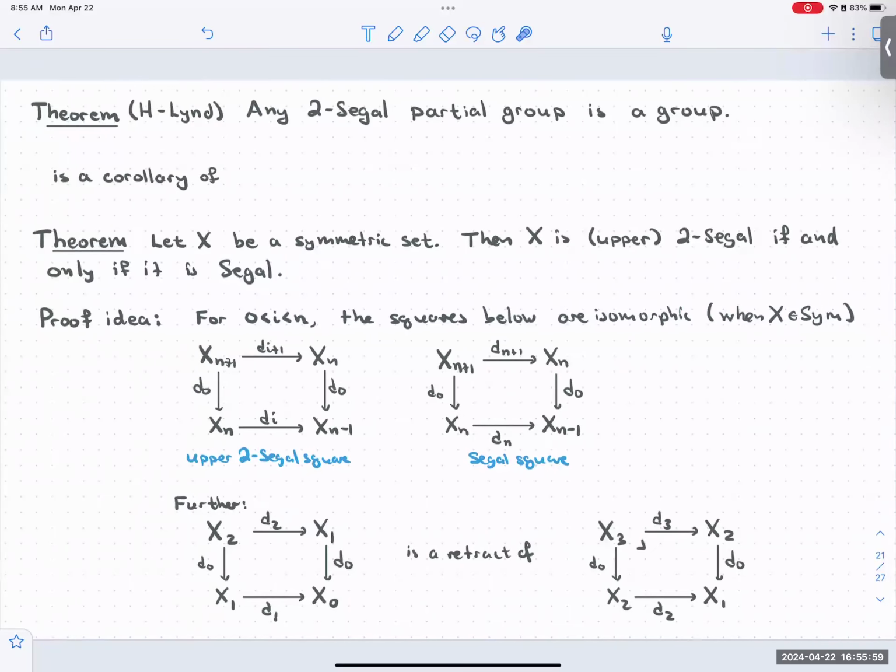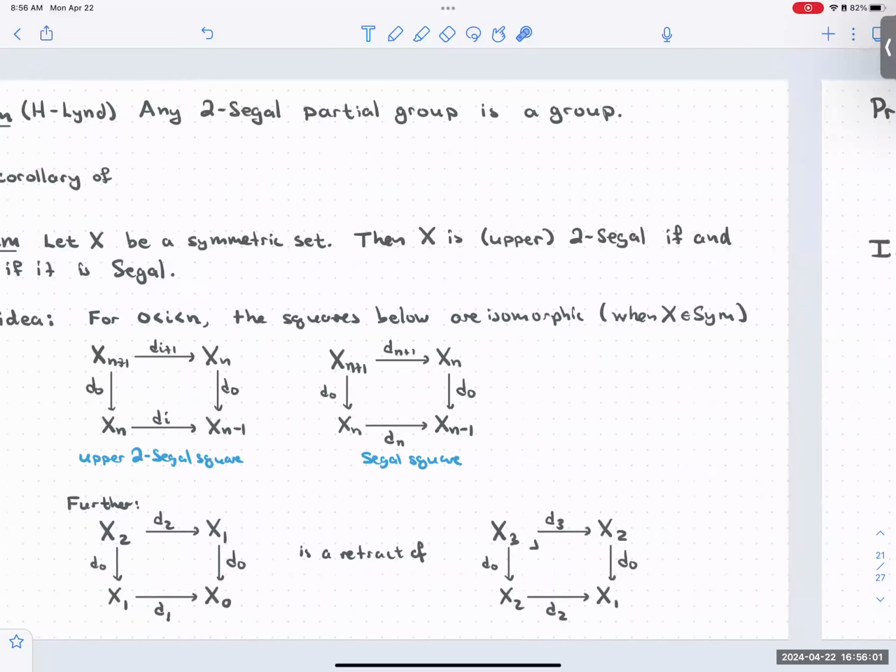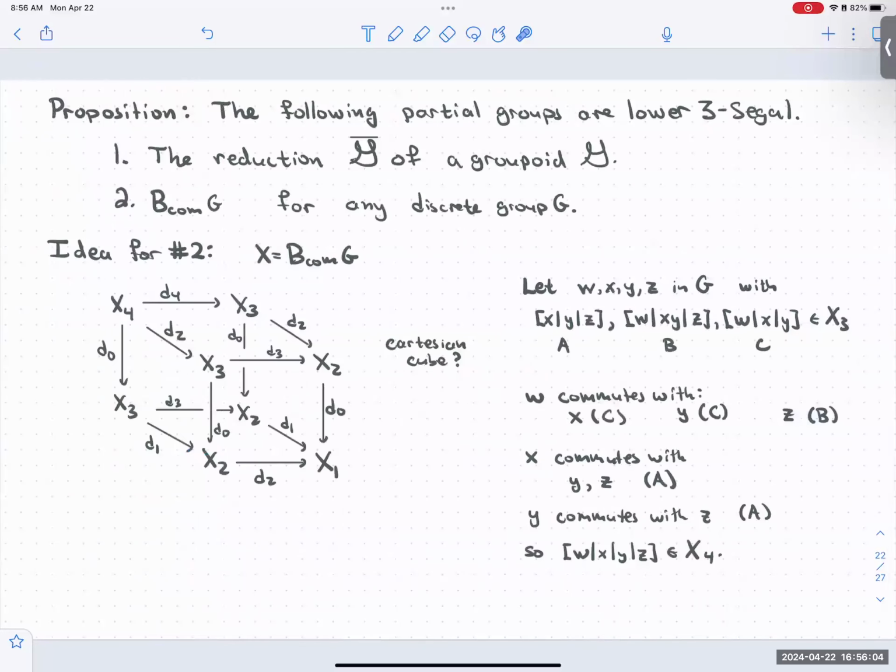And so we know partial groups are not 2-Segal, but some of them are higher Segal. So this is my last slide. It just says that here are a couple partial groups that we saw today, which are lower 3-Segal. If I take a groupoid and I reduce it, well, if the groupoid was actually a group, then this is still 1-Segal because I didn't do anything. But if not, it's lower 3-Segal. And also BCOM G, that's always lower 3-Segal.